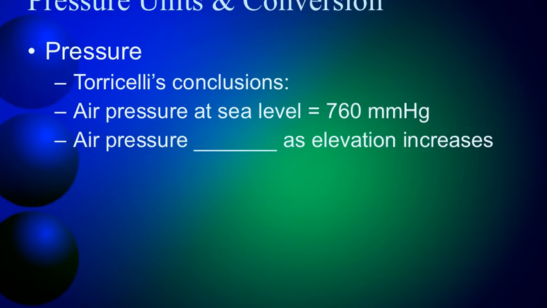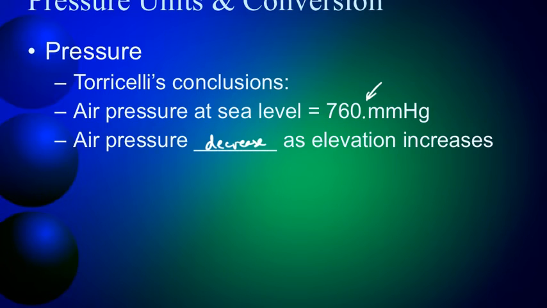So, major conclusions from Torricelli. Number one, that air pressure at sea level is 760 millimeters of mercury. By the way, we are assuming this is an exact number, so 760, with a whole bunch of significant figures, however you want to write it. We're assuming that that's an exact number. And secondly, that air pressure is going to decrease as elevation increases.